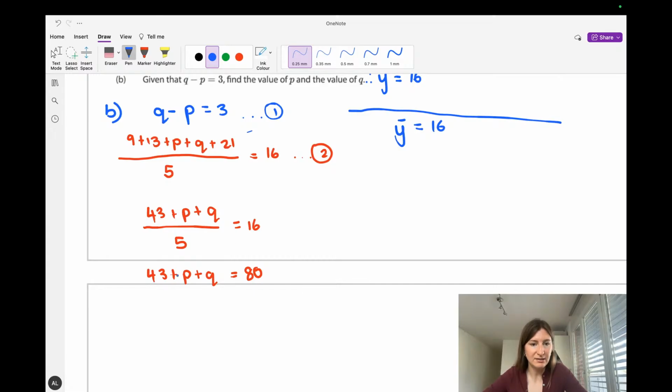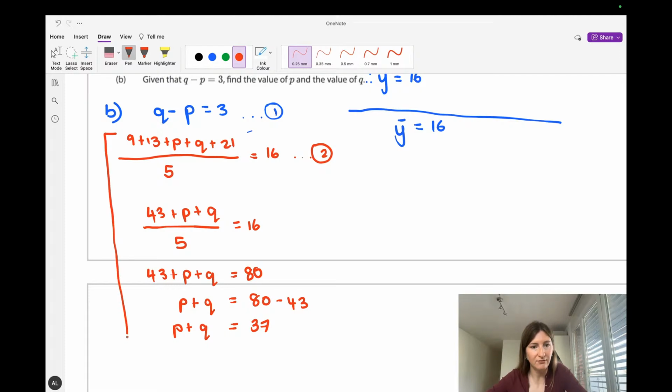All right, already that's much simpler. I can make this even simpler. I can do P plus Q equals 80 minus 43. So P plus Q equals, that will be 37. Double check, that's 70 and 10. Perfect. So P plus Q equals 37. Okay, that was all just to simplify our first one.